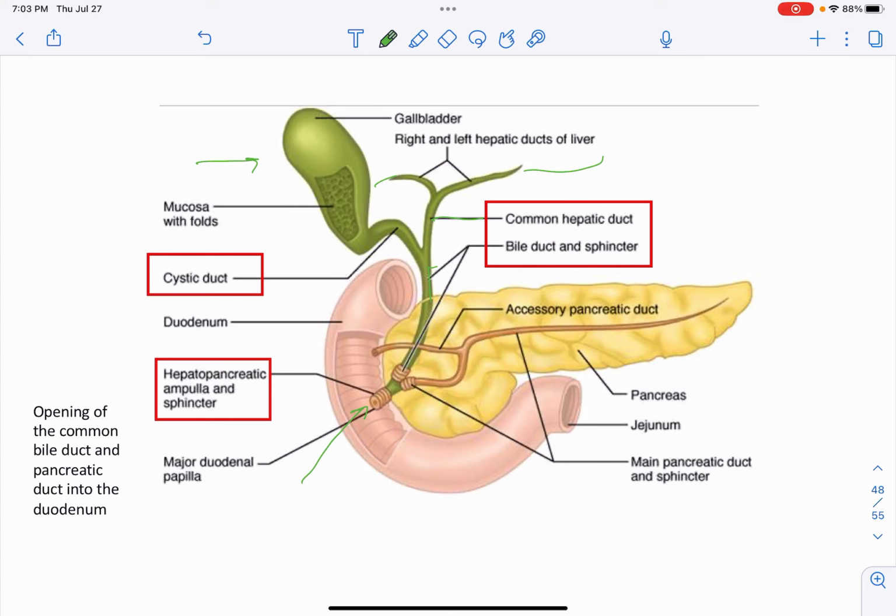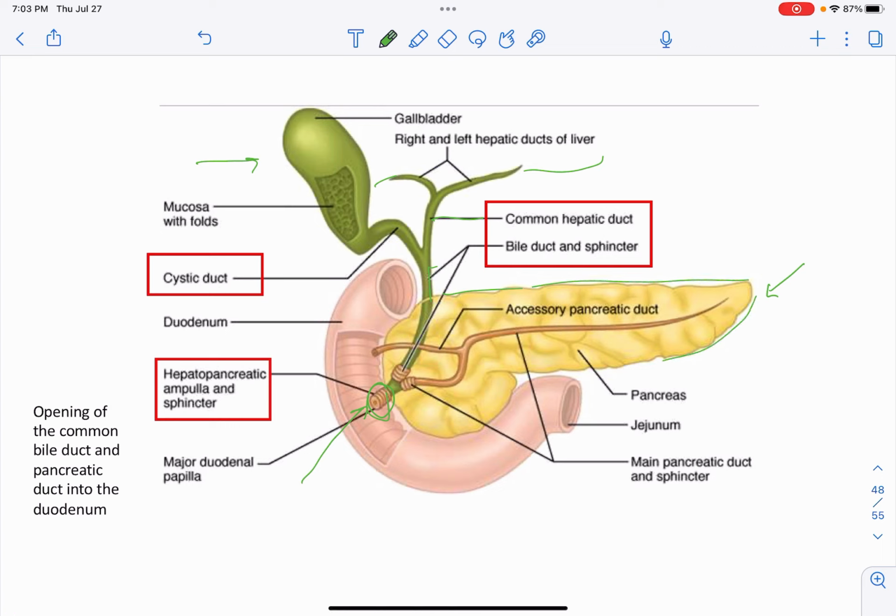And this is going to, again, break down fat. There's a little sphincter right here, okay, because we want to be able to regulate when and how we release bile. So it's called the hepatopancreatic ampulla or sphincter. Either one is fine. And the reason it has this name is because it is in close association with the pancreas. So you can see the pancreas right here.